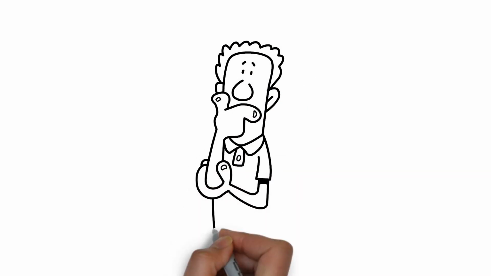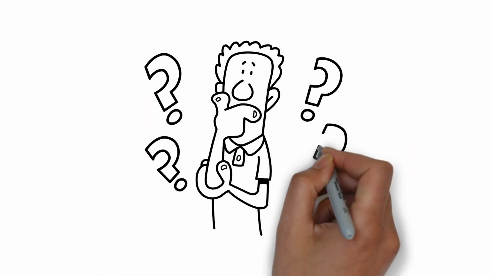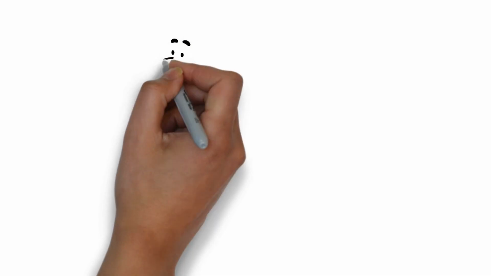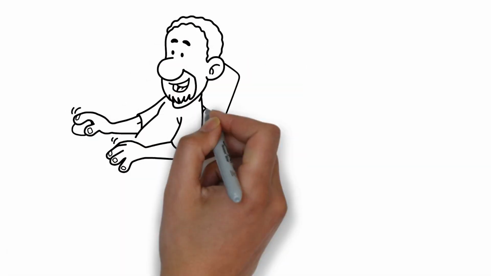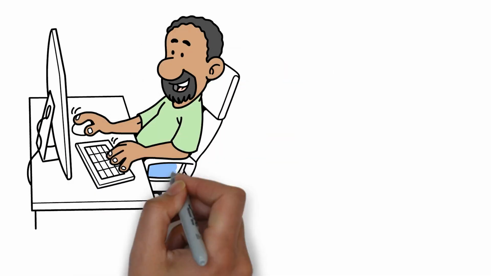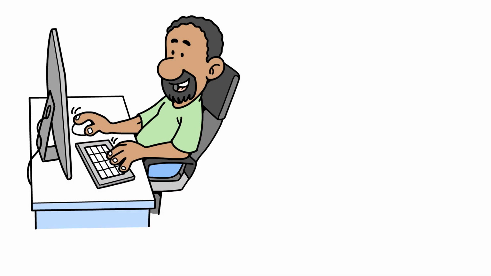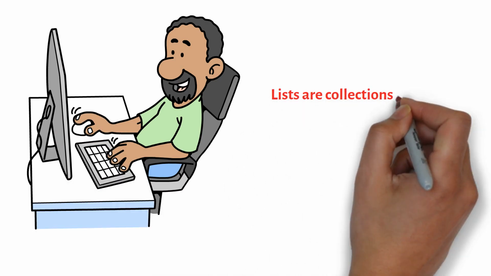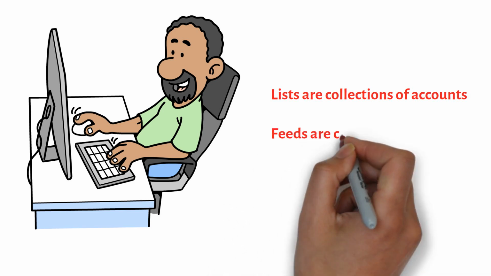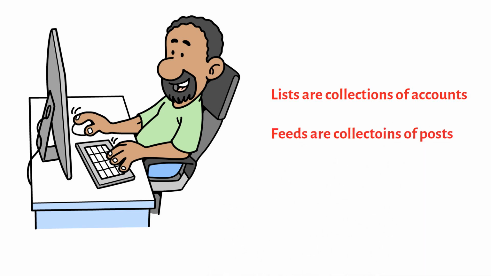What is the difference between lists and feeds? Knowing the difference between lists and feeds and how to use them is really at the heart of maximizing your BlueSky experience. It's how you can manage what content you see. For the most part, lists are a collection of accounts, while feeds are a collection of posts. Although you can limit feeds to certain user accounts as well.